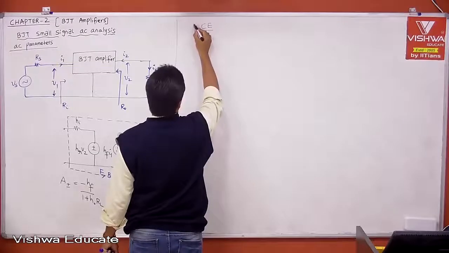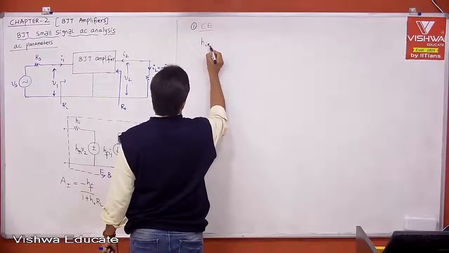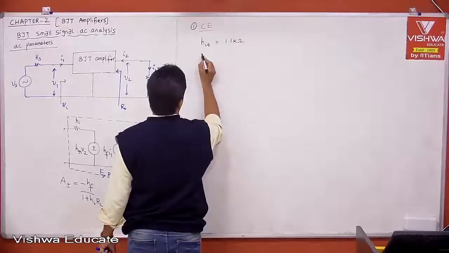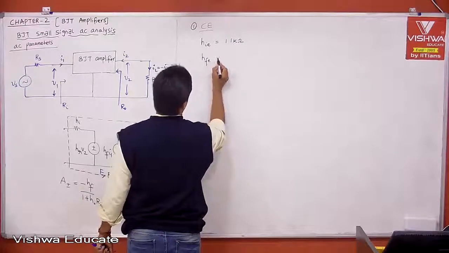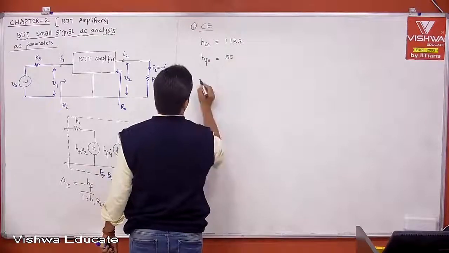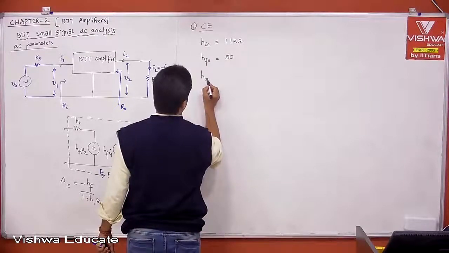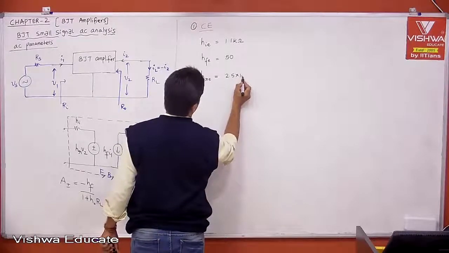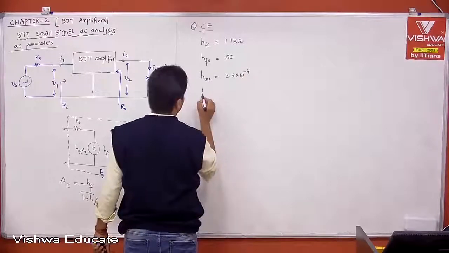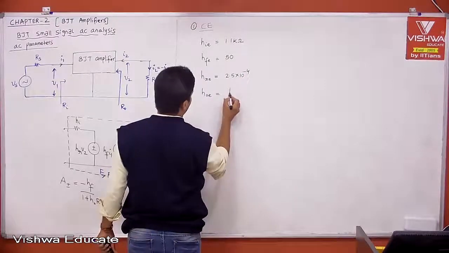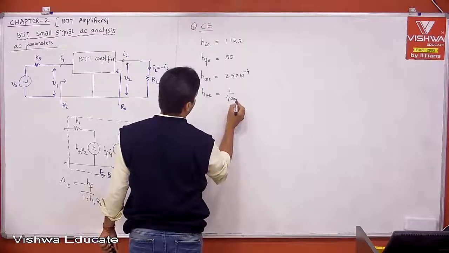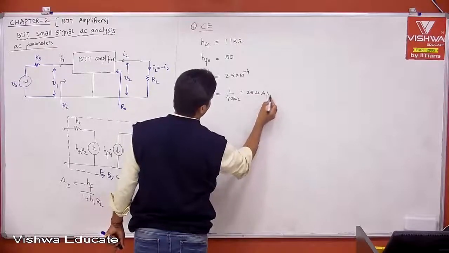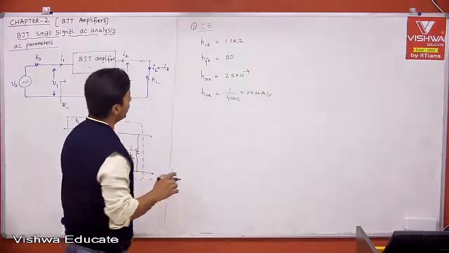This is the first order CE H parameters: HIE is equal to 1.1 kilo ohm, HFE is equal to 50, HRE is equal to 2.5 into 10 to the power of minus 4, and HOE is equal to 1 by 40 kilo ohm, or I can say 25 microampere per volt. These are the typical values.